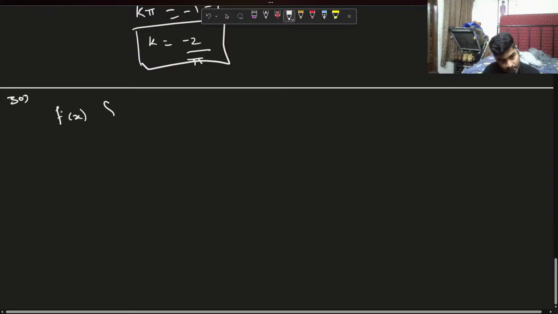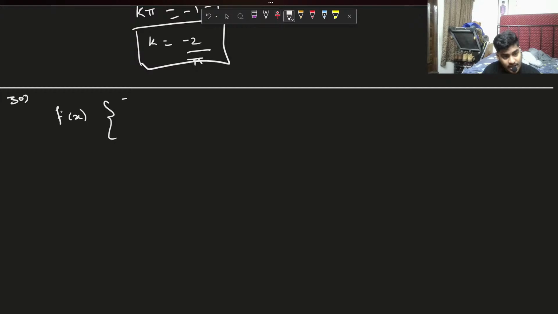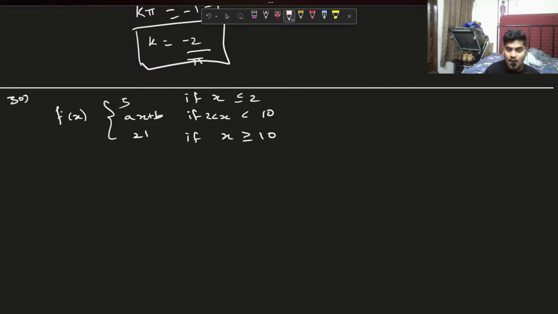I like this question. Where it is 3 type 5 ax plus b. Here we are going to find just a and b. It's a good question. If x is less than or equal to 2, if x is less than 10 and greater than 2, if x is greater than or equal to 10. This is very, very important.